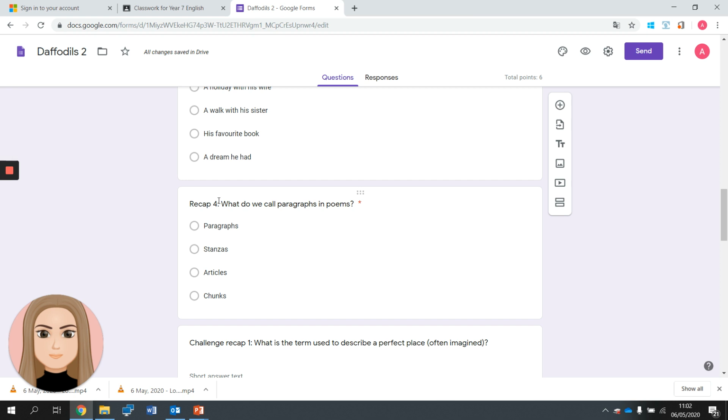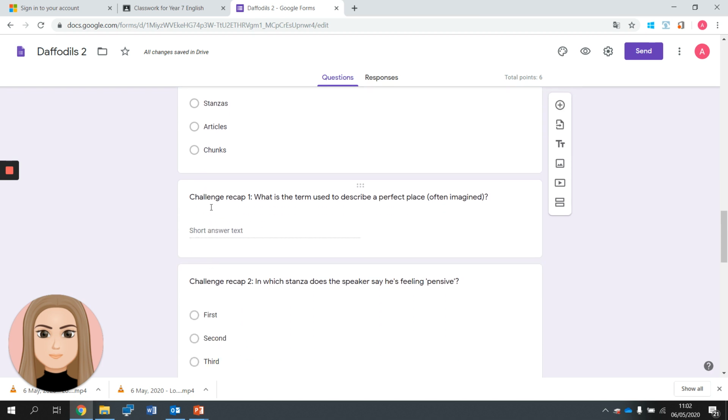Number four, what do we call paragraphs in poems? Is it paragraphs, stanzas, articles, or chunks? It is stanzas. Well done if you remember that. When we're talking about paragraphs in poems, we call them stanzas.